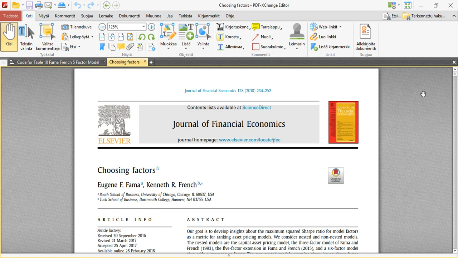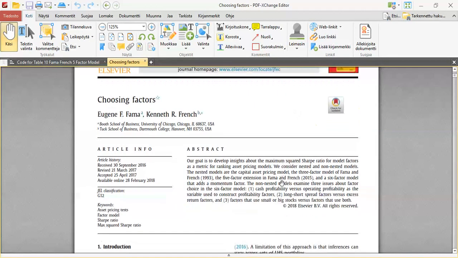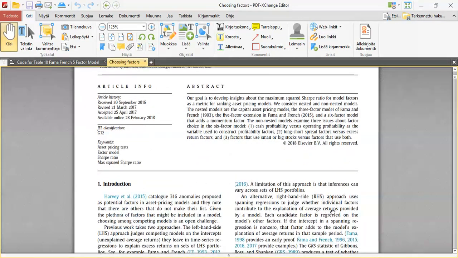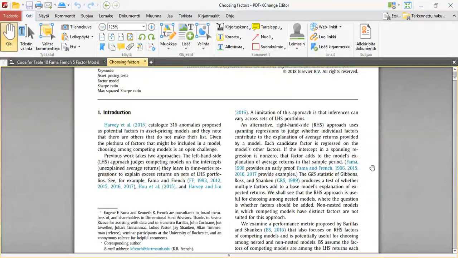Now, what we would like to do is go through the paper and discuss the key tables here. The paper that we are dealing with is entitled "Choosing Factors" from Fama and French, 2018, published in the Journal of Financial Economics. So we discussed already what the problem is.